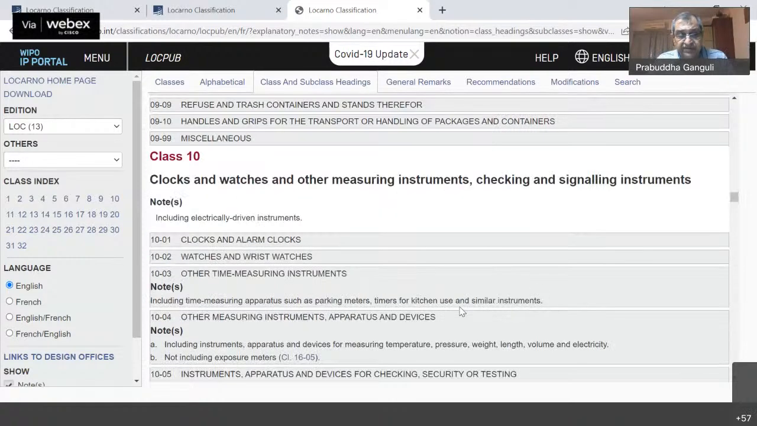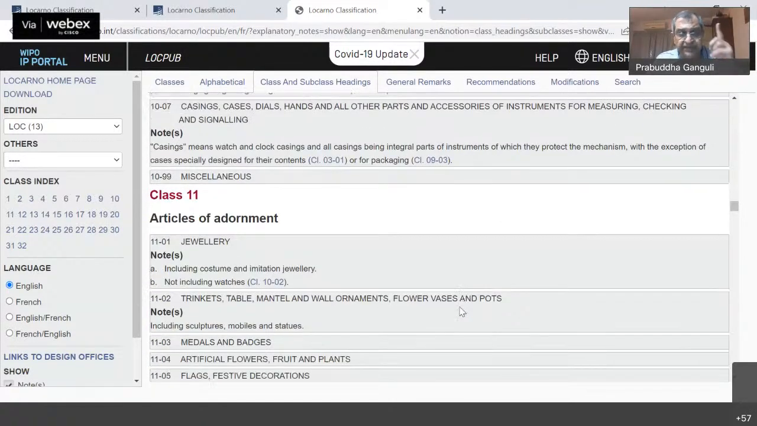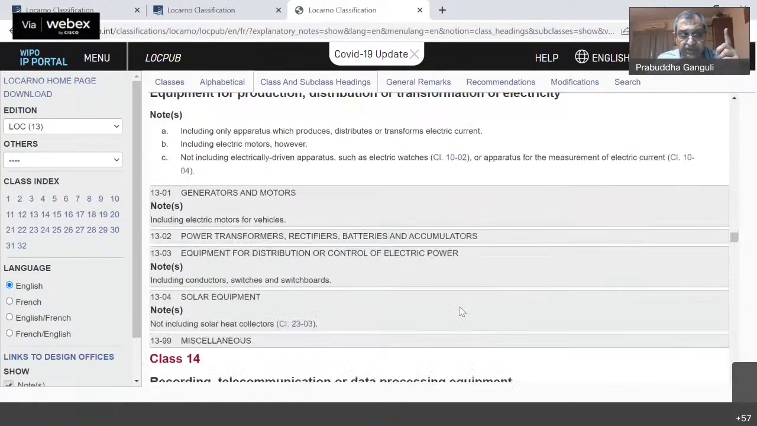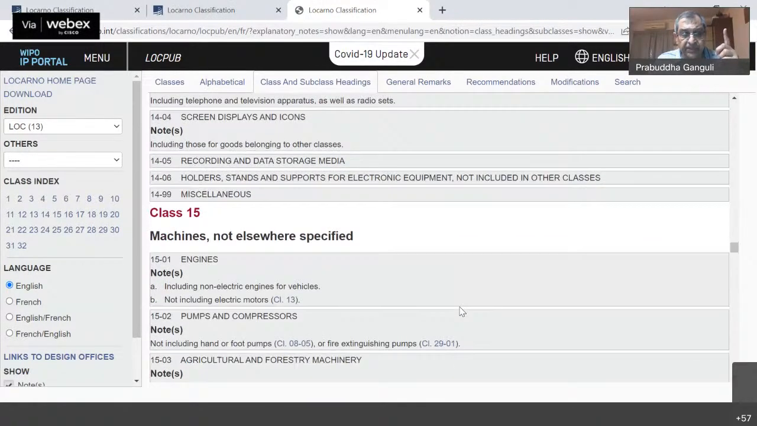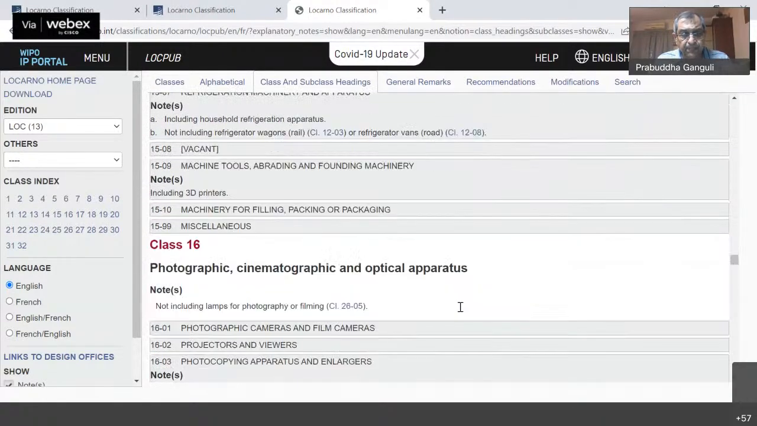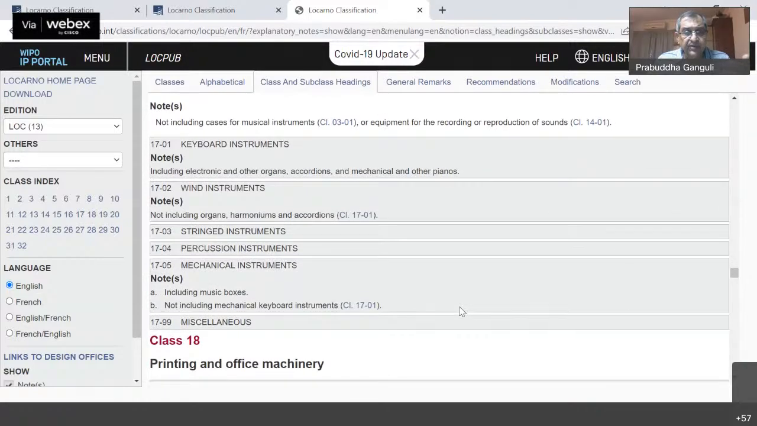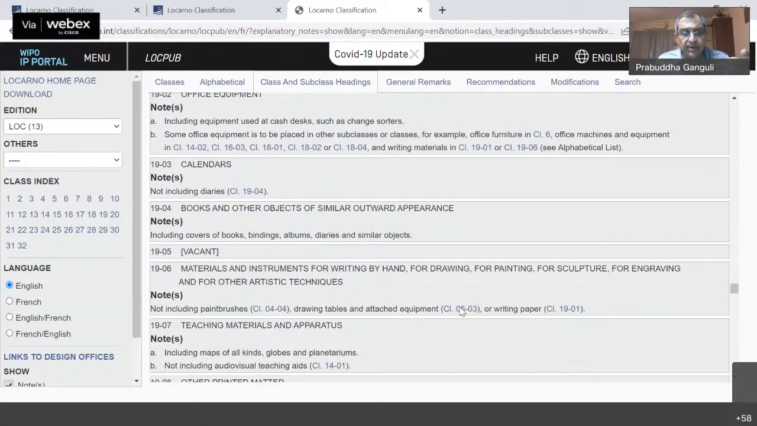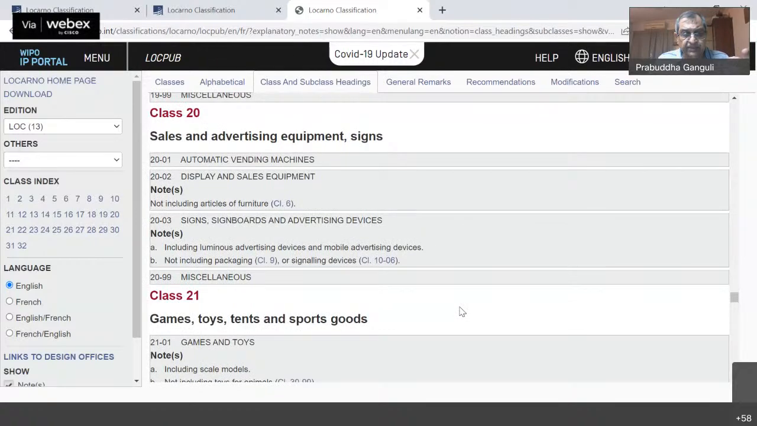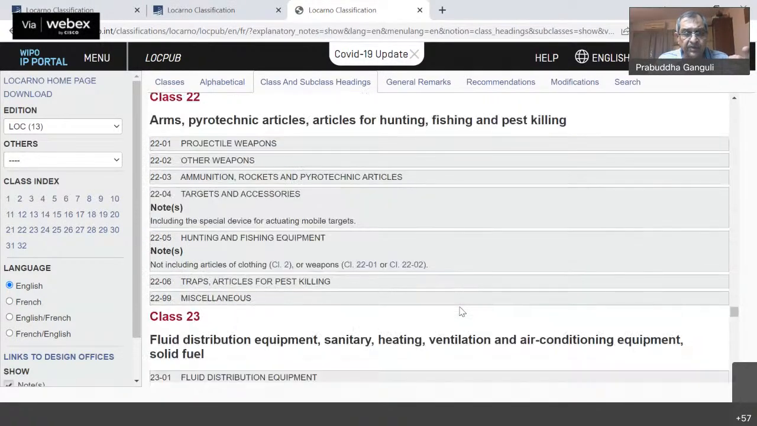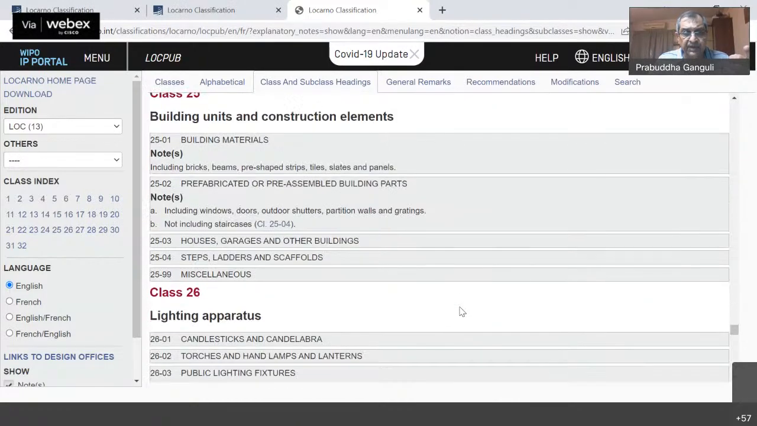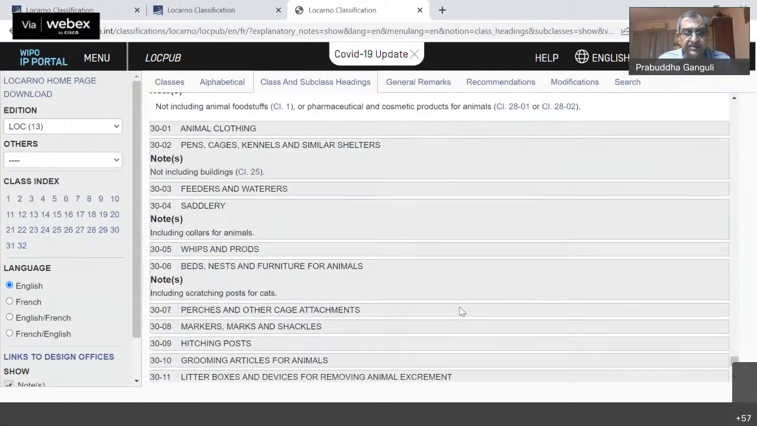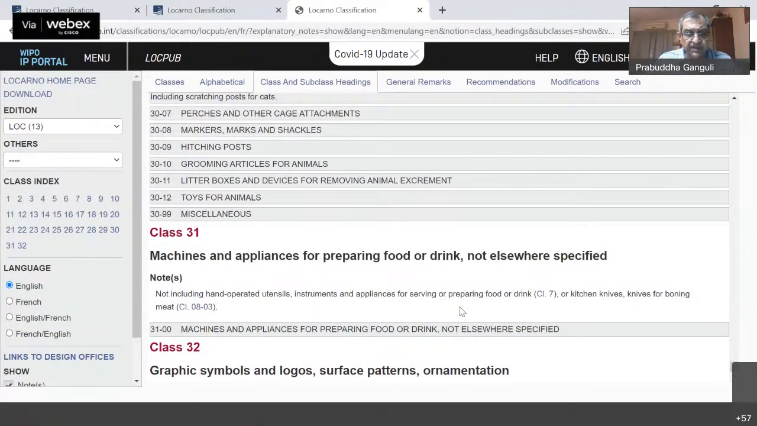Yesterday, in the international classification for patents, we looked at chairs, for example. So let us come here and see where that will be. 15 is photographic equipment, then musical instruments, printing machinery, stationery and office equipment, sales, games, toys, medical, building units, construction, lighting apparatus, tobacco, pharmaceuticals, devices and equipment against fire hazards, then writing materials, graphics.